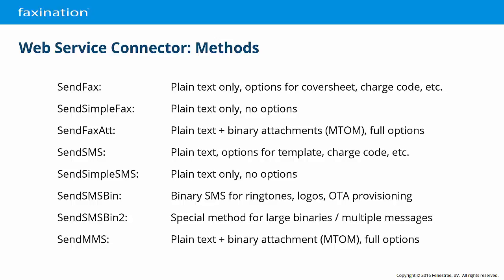Send simple SMS is plain text only with no options. Send SMS bin is for binary SMS or ringtones, logos, or over-the-air provisioning. Send SMS bin 2 is a special method for large binaries or multiple messages. And send MMS is plain text plus a binary attachment with MTOM encoding with full options.